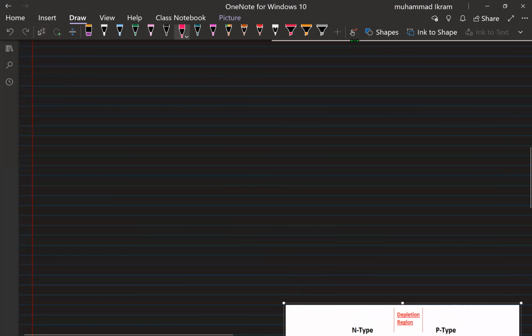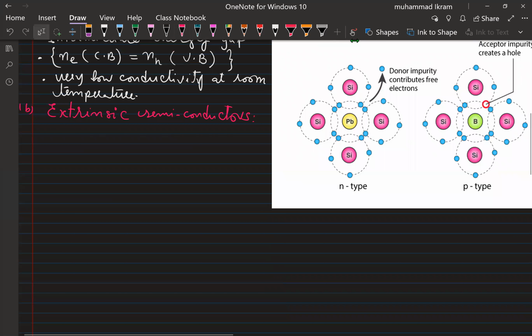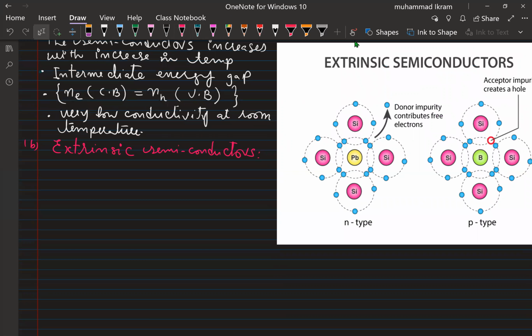The extrinsic semiconductor substances, as I told, are semiconductors in their impure form. Semiconductors in their impure form. How? Let me explain this to you.